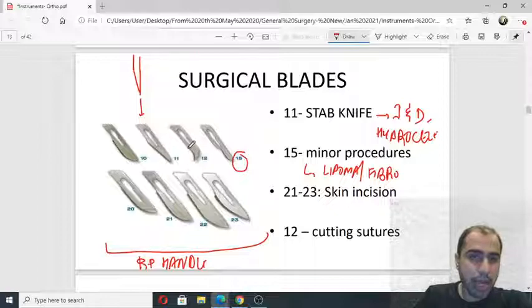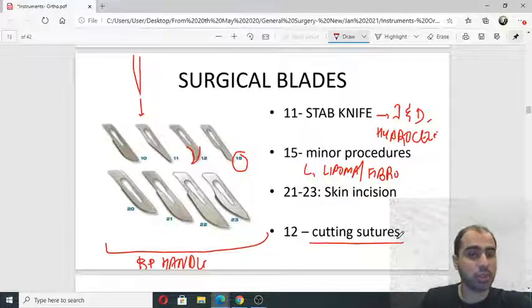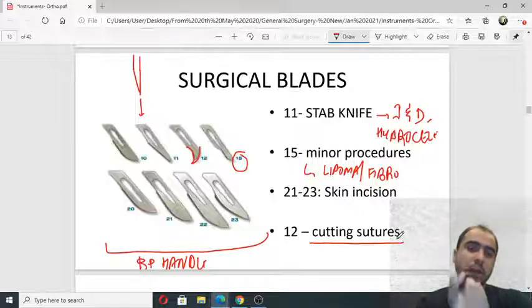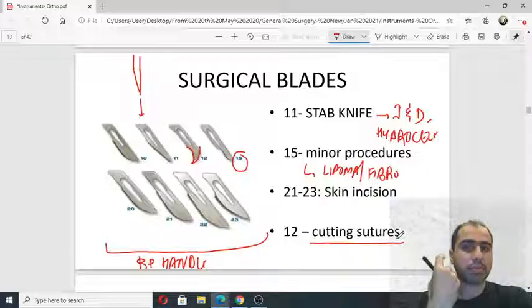12 number blade has a very angulated tip. That's why it is used for cutting the sutures. Means when I have to remove the suture, once the wound has healed, I put it underneath the knot and I cut the knot.